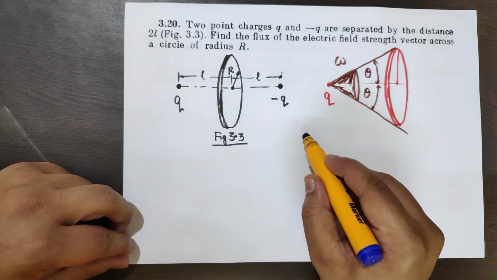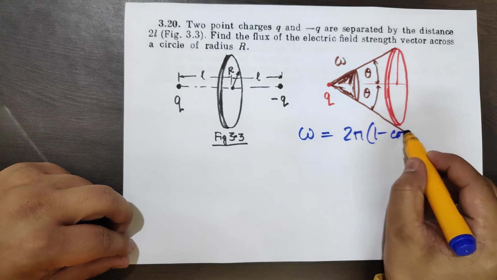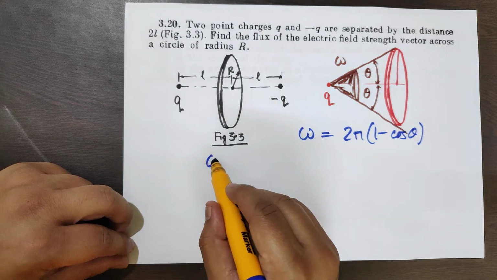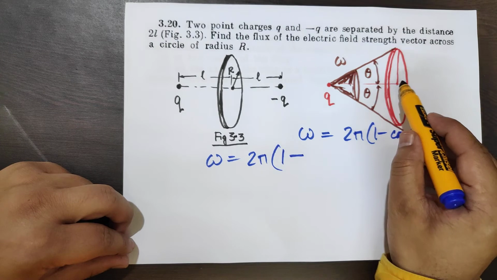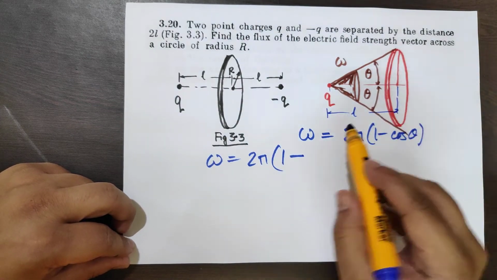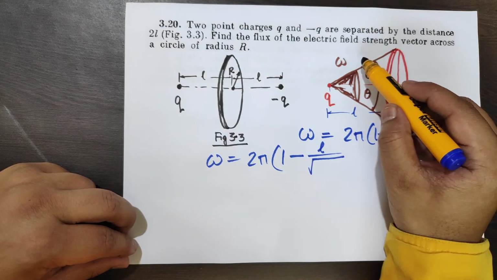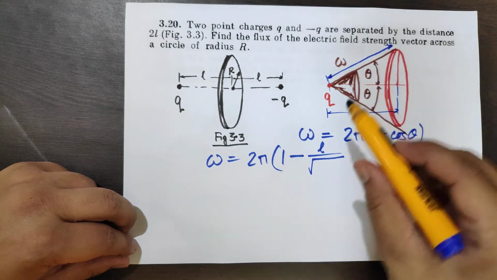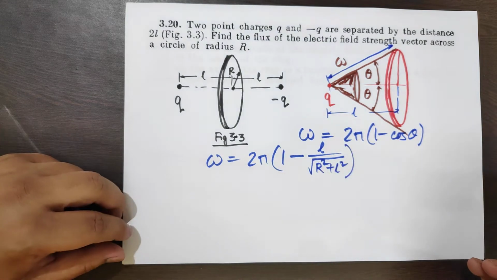So this solid angle omega is given by 2 pi into 1 minus cosine of theta. Now what's cosine of theta? I can write this as 2 pi times 1 minus cosine theta, where this distance is L, right. So 1 minus L by the square root of this distance, right. So L by this distance is the square root of r squared plus L squared, right.